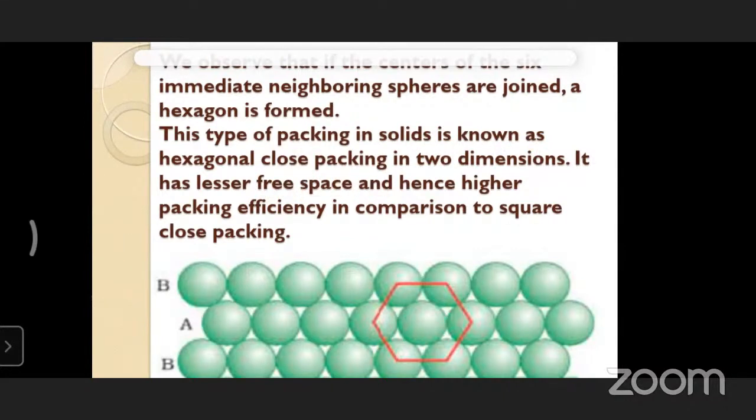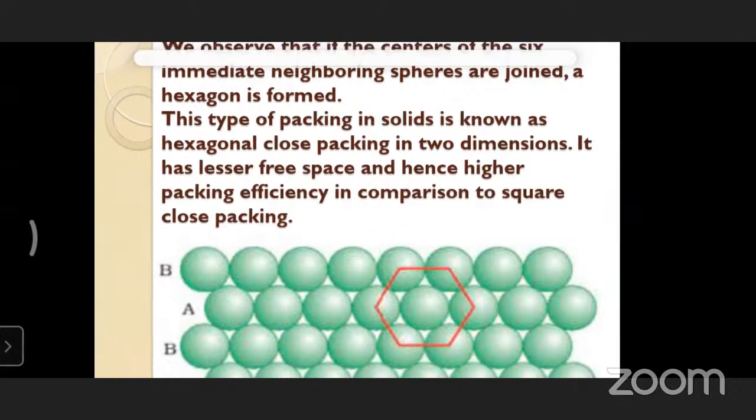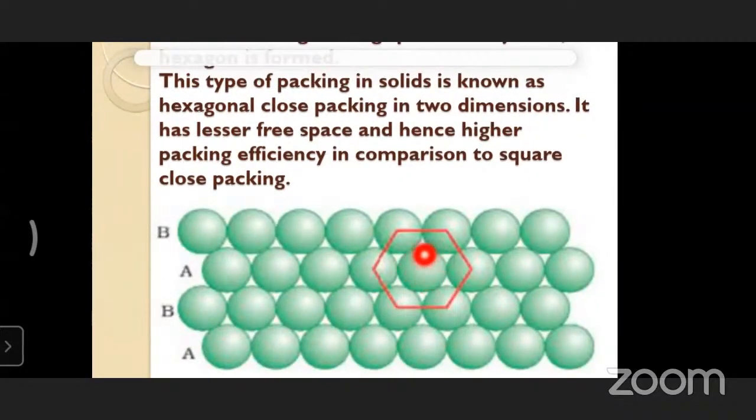It has less free space and hence higher packing efficiency in comparison to square close packing. Now children, if you take an atom clearly, with how many atoms is this atom in contact or coordinated? You count once. 1, 2, 3, 4, after that 5, then 6. So each atom is coordinated with 6 neighboring atoms. Because of that reason, it is called hexagonal close packing in a 2-dimensional manner.